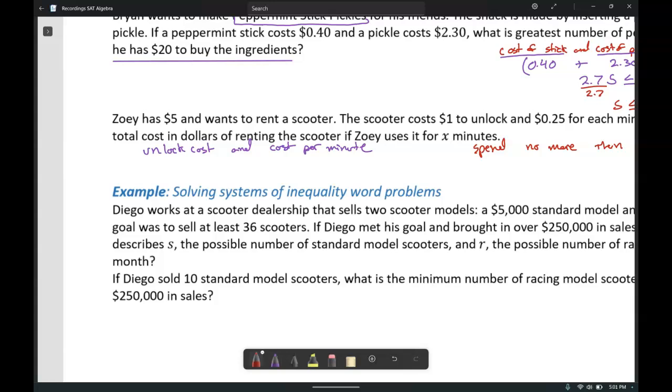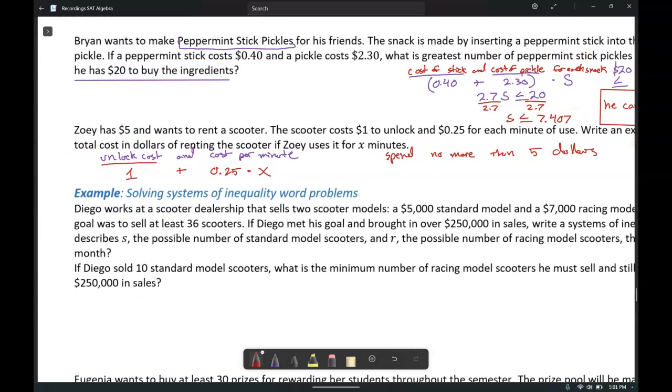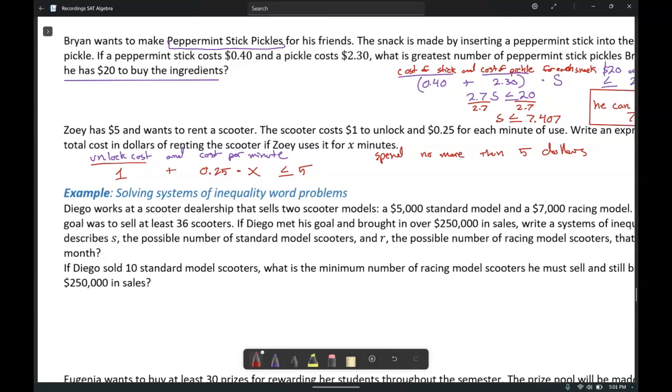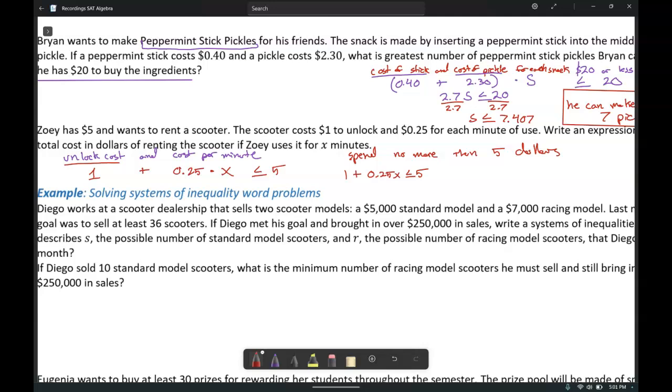So we can translate the unlock cost. That's going to be a constant fixed value of $1. And if we add in the 25 cents per minute, that total cost needs to be less than or equal to the $5 that Zoe has to spend. So our inequality is 1 plus 0.25x is less than or equal to 5. And if we wanted to solve that one, we could, but we don't need to. All we needed to do was find the expression.